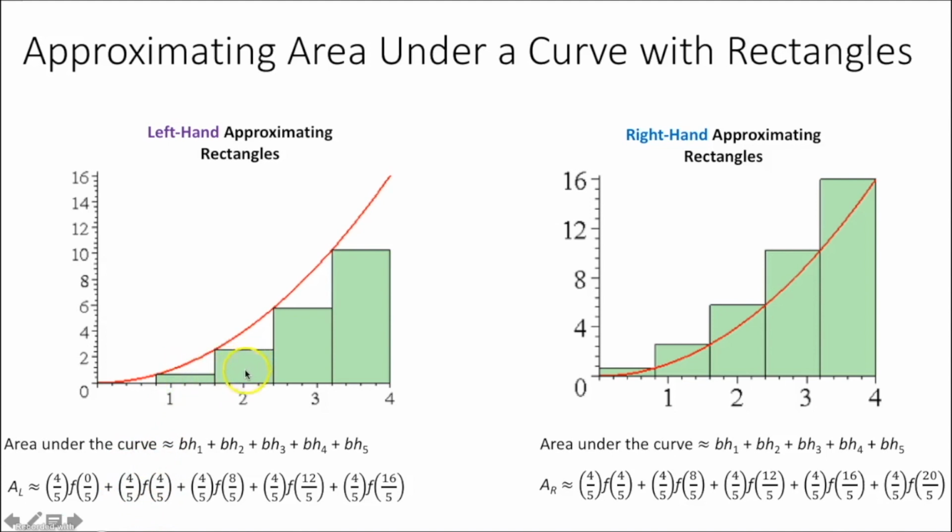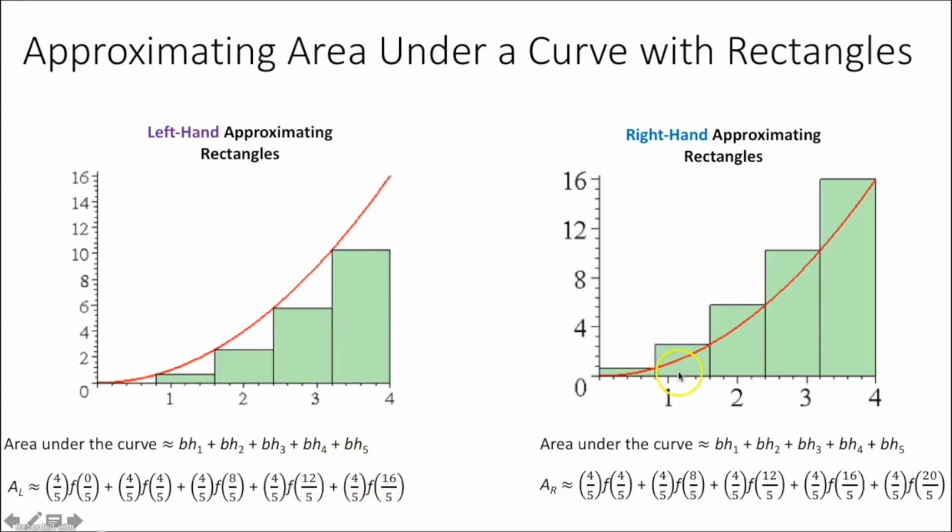The area of this rectangle is found by doing 4/5, which is the base, times the height, which corresponds with the left endpoint, which would be 8/5. When you plug that into the function, you get the y value, or the height of your given rectangle. That's why this is base times height. So this gives you the area of this rectangle, and so on for each of these.